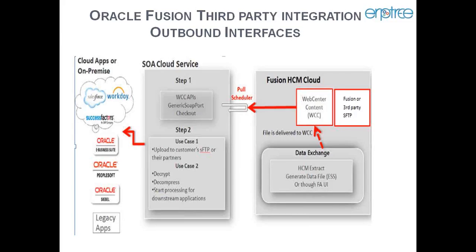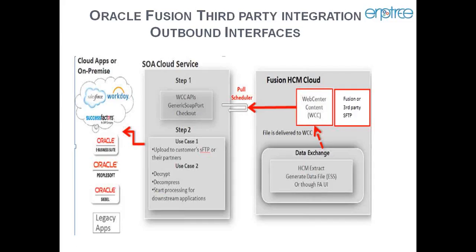Then here also, with the help of the HCM extract or BI Publisher, we generate the file, and then we place it into the UCM or SFTP. It can be either the Fusion application SFTP or a third-party SFTP. Once we place the file there, the third-party application comes and picks up the file from that place, from the SFTP or from the UCM. It depends on the system where they want to place the file, and from which location they want to pick up the file.